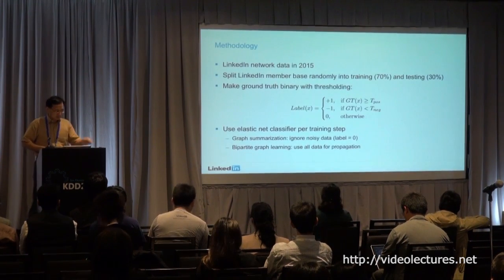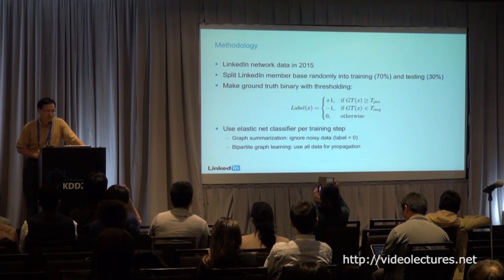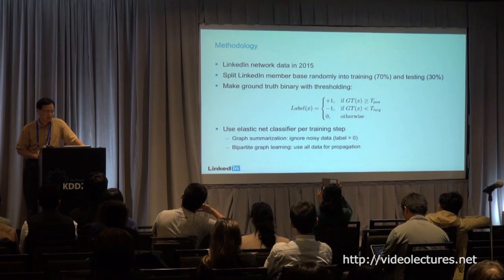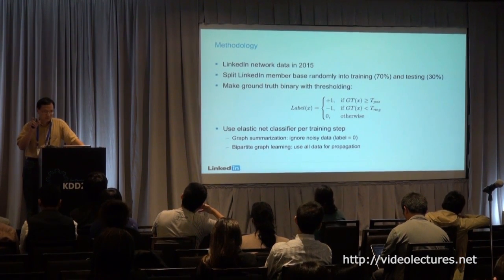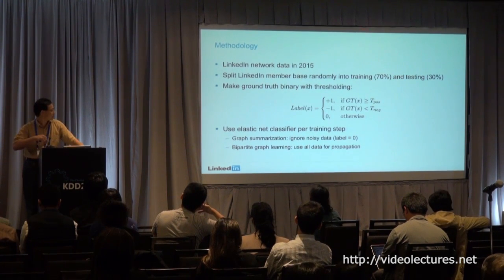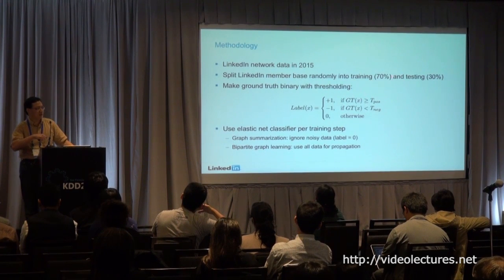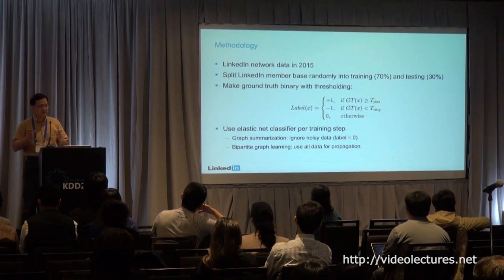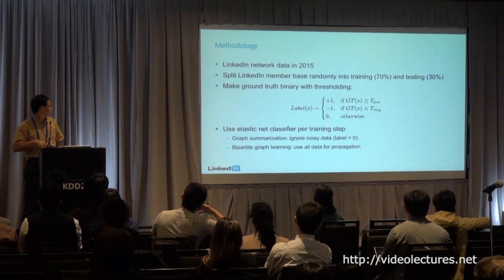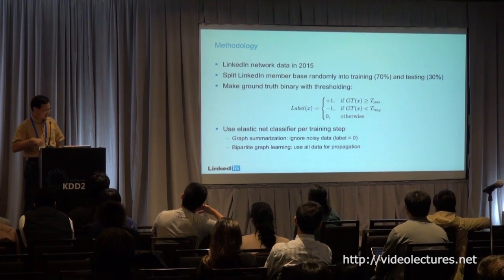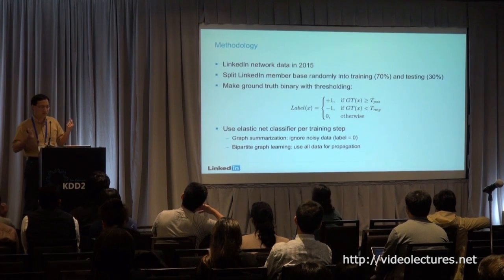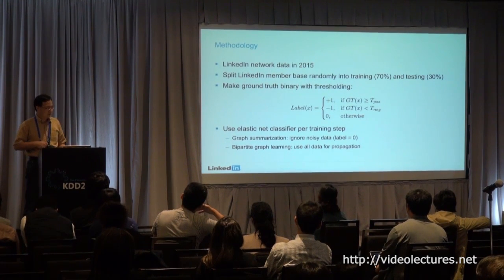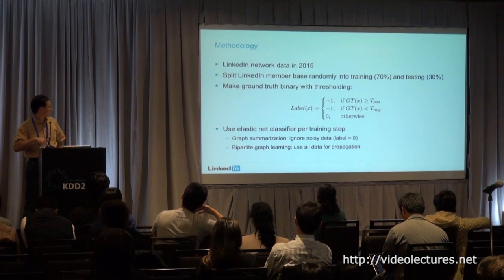In terms of experiment, we look at the network data from last year. We do a random split of LinkedIn membership, 70% and 30% for training and test. We took the subjective ground truth we defined and binarized it, using some internal threshold to make it binary. We just ignore the cases that are not sure. Then we try different approaches. We use ElasticNet in this case, but you can use any classifier. We use ElasticNet to train the two approaches.